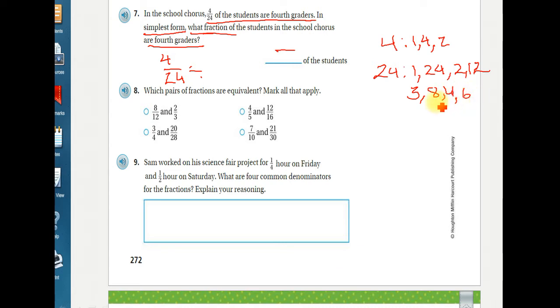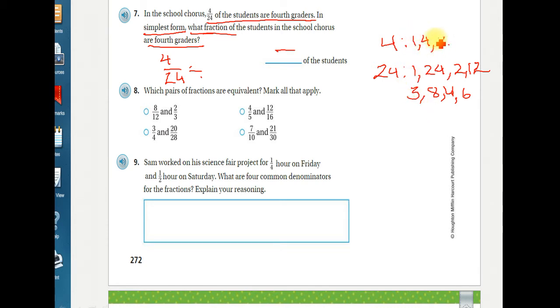Can I do 5? 5, 10, 15, 20, 25. Nope. If I count by 5s, I'll never land on 24, so I know 5 won't work. 6, yes, I already got that one. 7, no. 8, I already got it. Looks like this is it. Okay, so what is the biggest number they have in common?